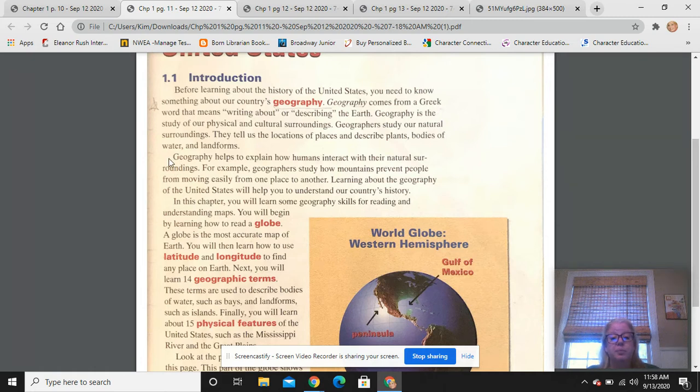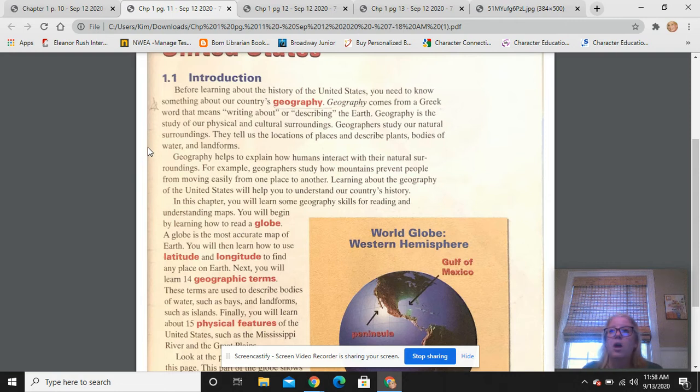Geography helps to explain how humans interact with their natural surroundings. For example, geographers study how mountains prevent people from moving easily from one place to another. Learning about the geography of the United States will help you to understand our country's history.